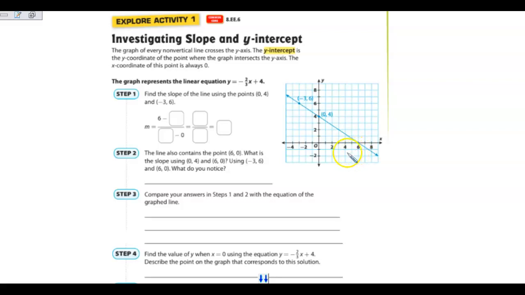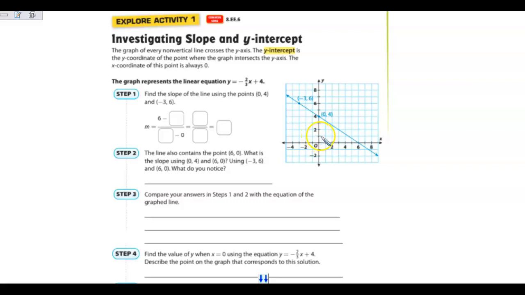The y-intercept is the coordinate where the line intersects the y-axis. In cases like this, the x is always going to be 0 because it's right on that y-intercept. Okay?